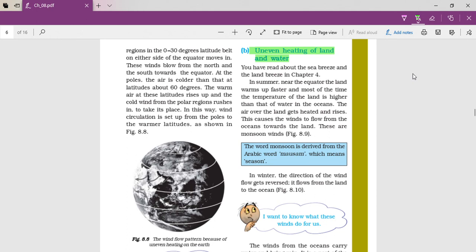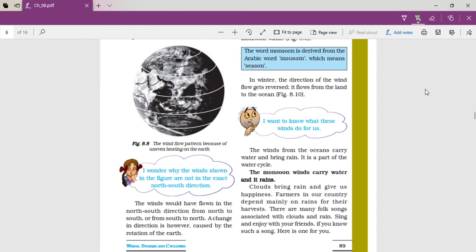It is a part of the water cycle. These rain-bearing winds are called the monsoon winds. So the winds carry water and it rains.